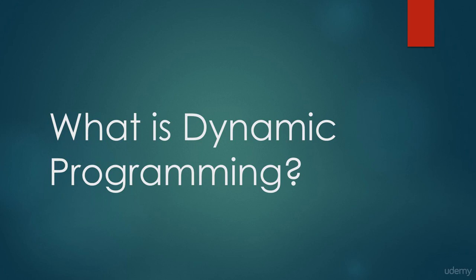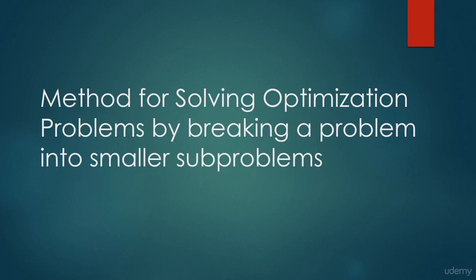In this video, we'll be giving a very abstract definition of what dynamic programming is. So let us get started. Dynamic programming is a method for solving optimization problems by breaking a problem into smaller subproblems. Now I know that that's a lot to handle in one go, so let's break this definition into smaller pieces to understand.